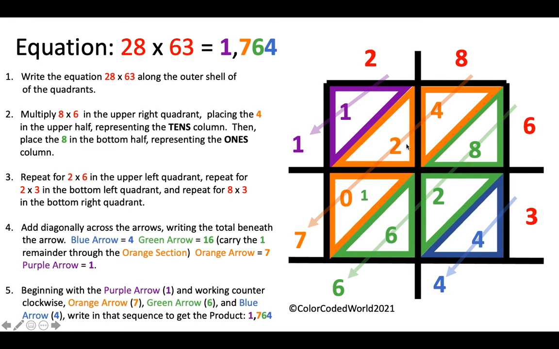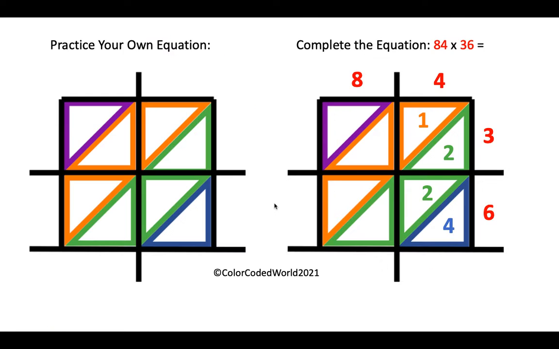So we have the 4 plus 2 is 6. 6 plus 1 is 7. We put the 7 there. And in the purple, all we have is the 1. So the answer to this equation is 1,764. Now, what I provided for your students or your learner at home is right here.